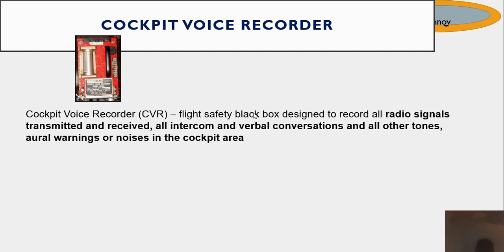Cockpit voice recorder, a flight safety box designed to record all radio signals transmitted and received, all intercom and verbal conversations, and all other tones or warnings or noises in the cockpit area. That's what is called the cockpit voice recorder. Everything in the cockpit: the radio signals received and transmitted, the intercom between the pilots, the verbal communications, and all other tones or warnings and noises in the cockpit area.